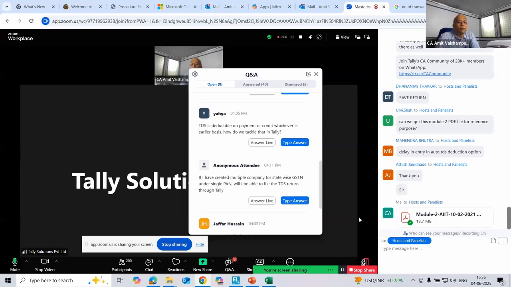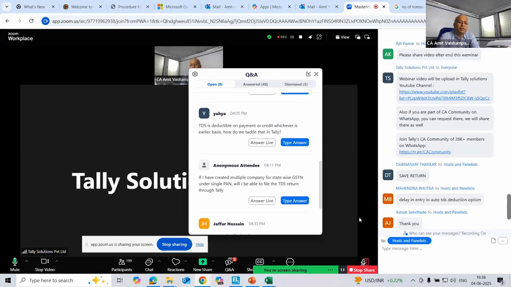Tally is capable of tackling both, whichever hits first. There is a concept of new reference and against reference in Tally. Ideally, whatever the transaction type, either advance payment or purchase, whichever hits first, I prefer having a new reference. I insist on Tally TDS being implemented against that particular transaction type, but Tally is capable of taking care of it, whether payment or credit, whichever is earlier.